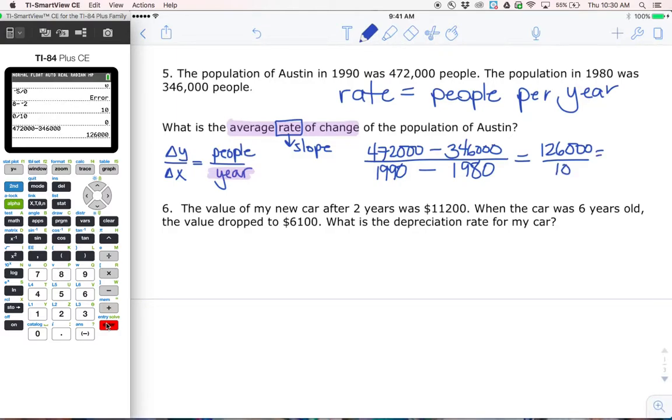We always want to simplify if we can, so let's try dividing 126,000 by 10, and we get 12,600. All right, now remember we said people per year. We need to actually make sure that we write that in our answer. So 12,600 people per year. All right, and that right there is our final answer for this problem. It's not complete unless you write people per year. That's not optional.